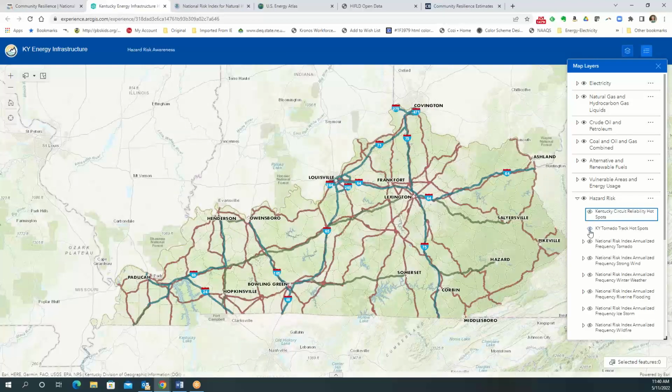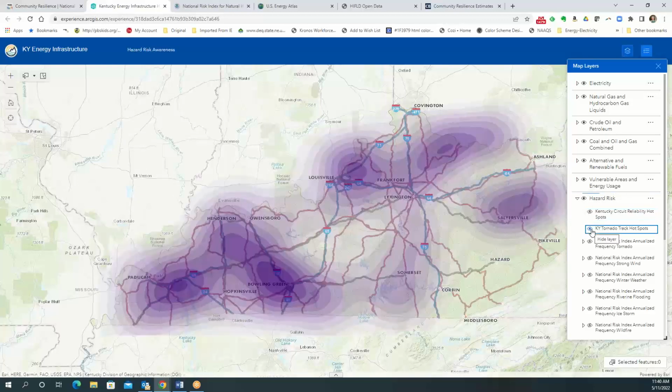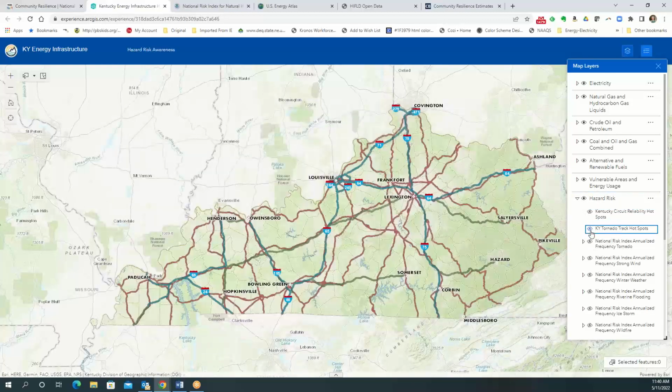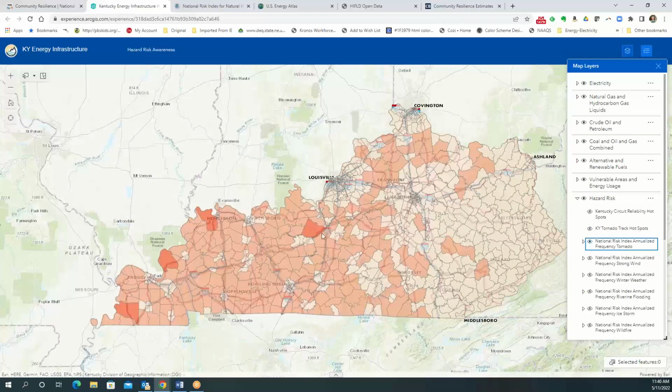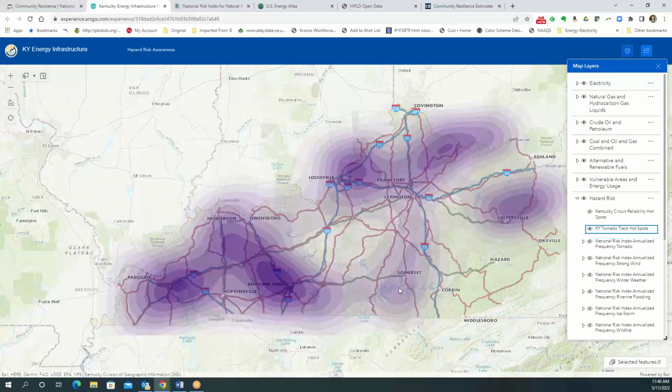Another thing we like to look at is this is our historical tornado track. So I know we had the index, FEMA's index of annualized risk, but this also helps us visualize our historical tornado tracks, and we did a density analysis on it, and it does track very well with where we have seen major losses in our state due to tornado events.